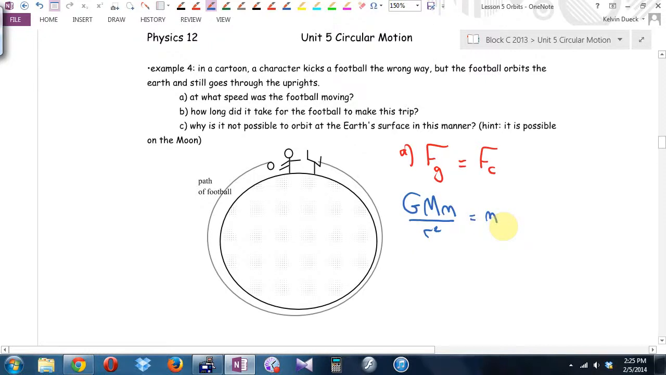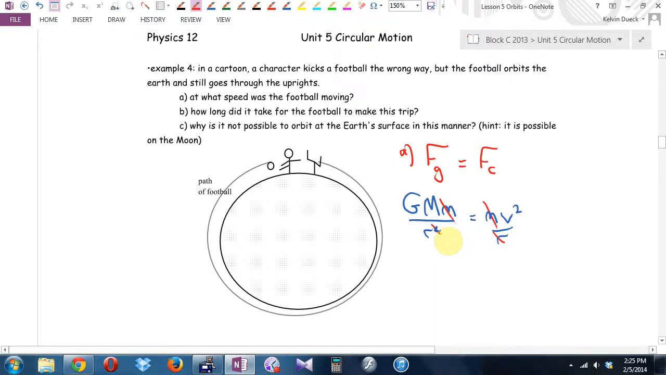What am I being asked to find in part A? I better use the one that's got the speed in it. V squared over r. Mr. Dueck, you didn't tell me the mass of the football. Nope, I didn't. Oh. V squared. How to get rid of the squared?